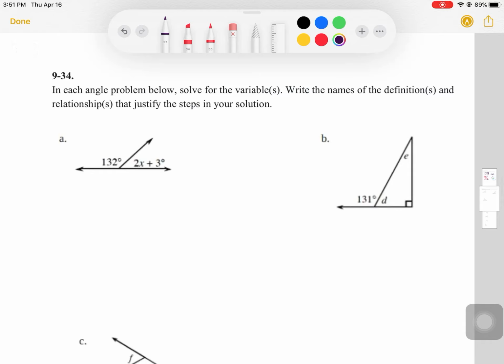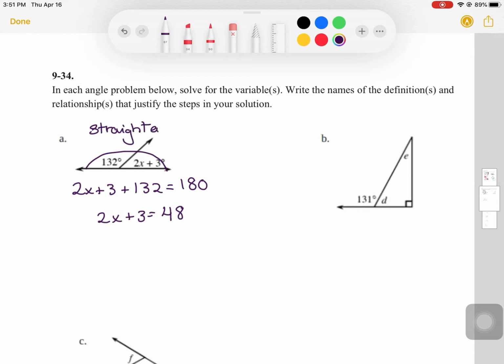This was from last Wednesday. It's the homework that was due today. I was seeing some relationships written wrong, so I wanted to touch base on that. For example, in A, this situation here, this is a straight angle right here, which means that the 2x plus 3 plus 132 has to total up to 180. Or you might have started out by taking the 180 and subtracting the 132 and then saying that 2x plus 3 is equal to 48 and solving from there.